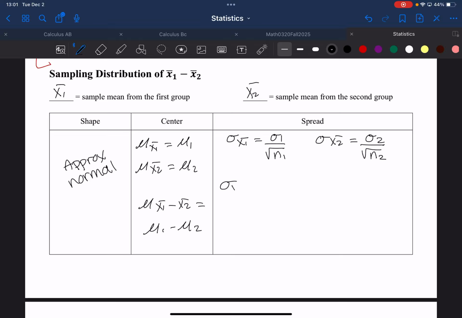So sigma of x1 bar minus x2 bar is equal to the square root of sigma 1 squared over n1 plus sigma 2 squared over n2. And we get to this formula the same way we got to the proportions one. So we first would actually plug this into the standard deviation formula that says we take the first sample and square it, plus the second sample and square it. But when we simplify that, the radicals that were attached to the sample sizes went away. So we're just left with this formula.